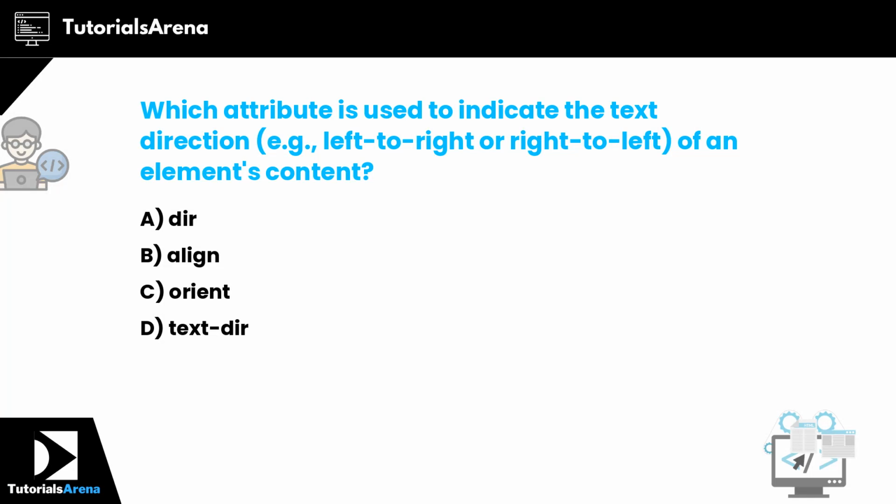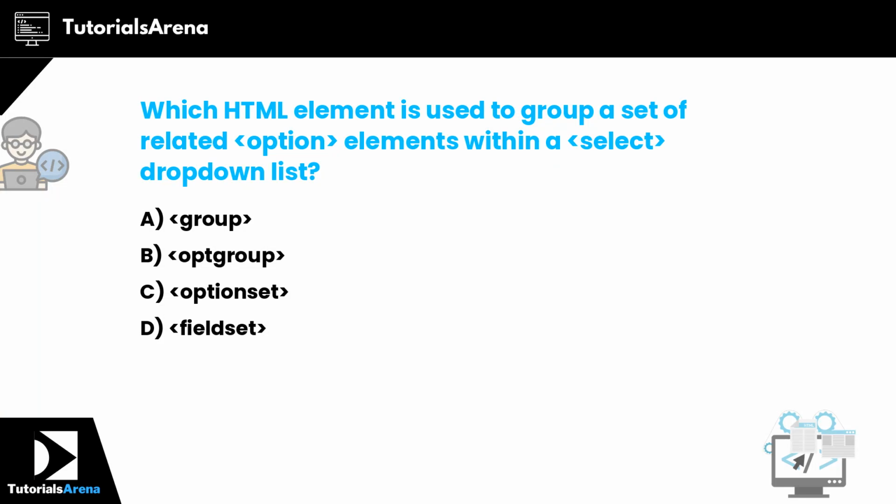Which attribute is used to indicate the text direction, e.g., left to right or right to left, of an element's content? The correct answer is option A, dir. Which HTML element is used to group a set of related option elements within a select drop-down list? The correct answer is option B, optgroup.